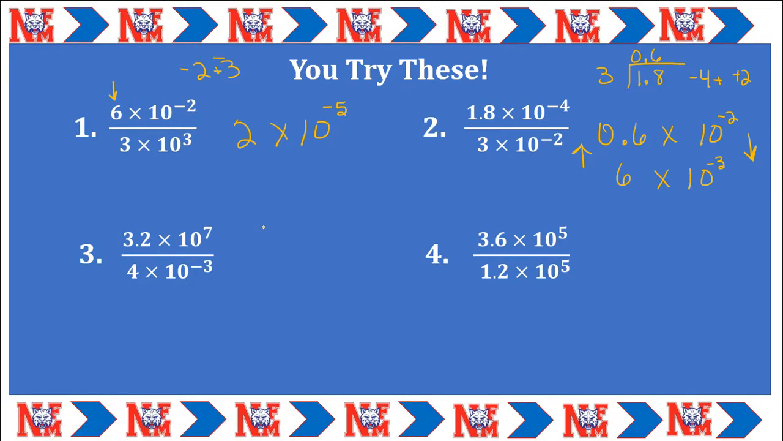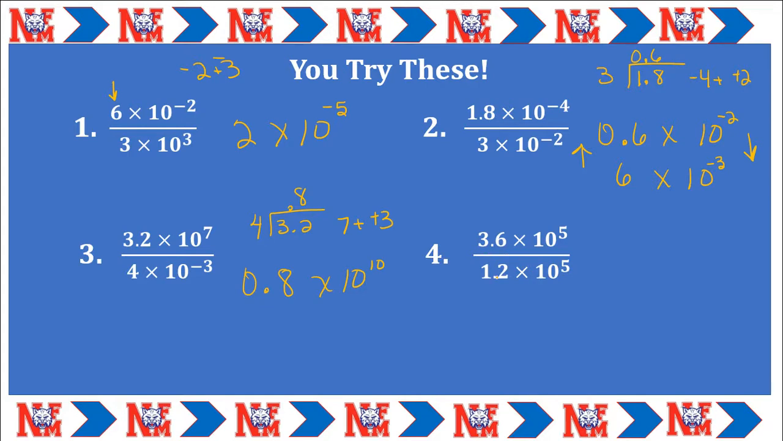We have 3.2 divided by 4. 4 divided into 3.2 gives us 0.8. So 0.8 times 10 to the 7 minus negative 3, keep, change, gives me an exponent of 10.